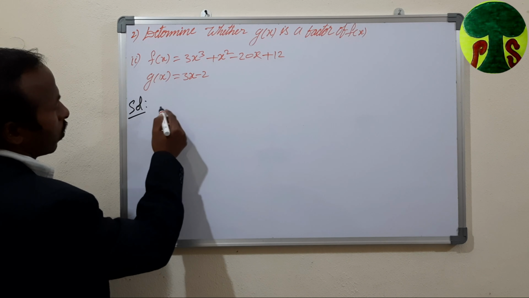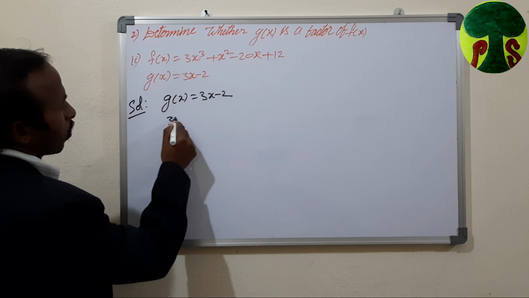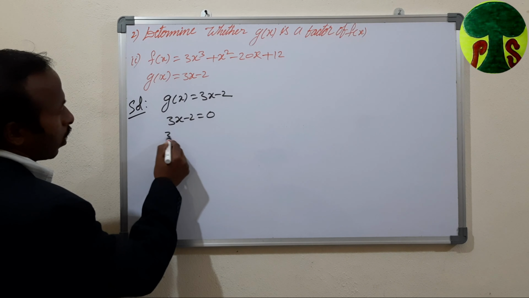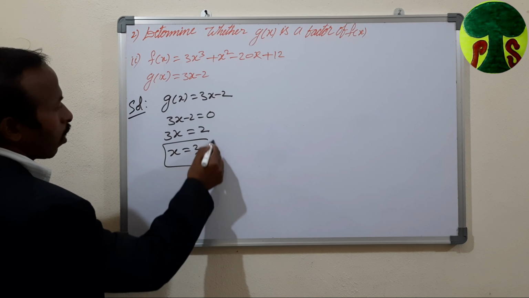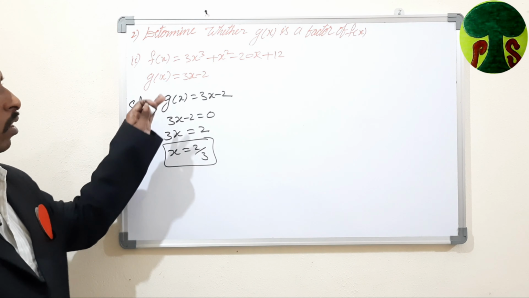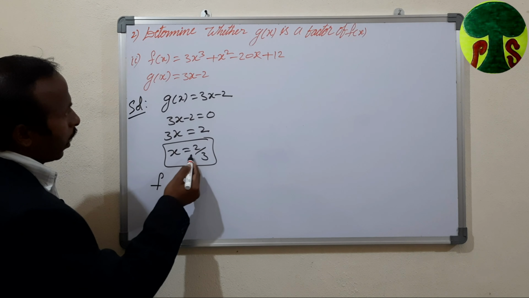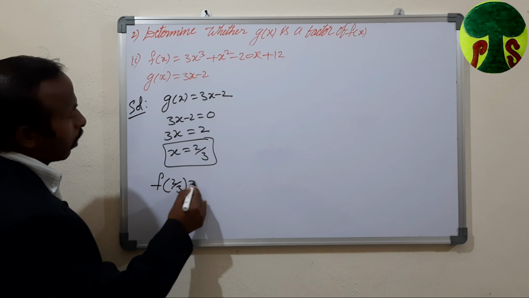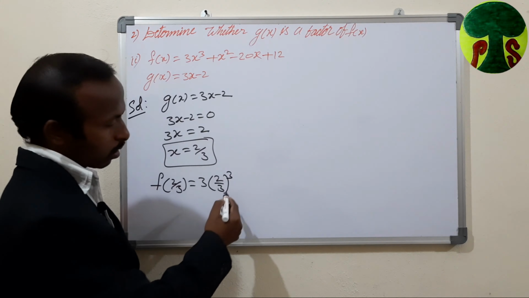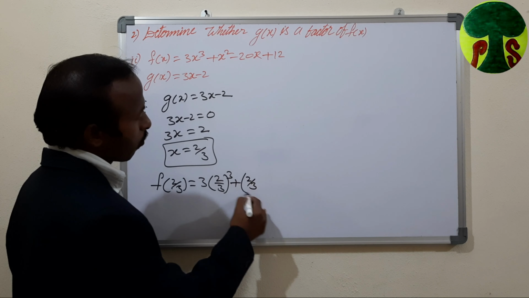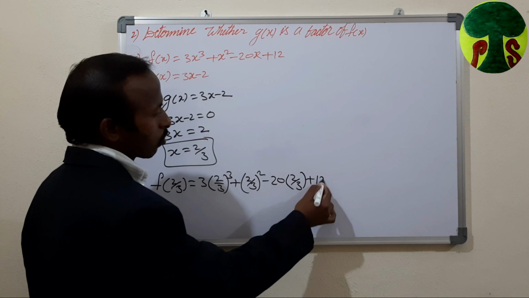The given g of x is equal to 3x minus 2. 3x minus 2 equals 0, 3x equals 2, x equals 2 by 3. Now this value of x you substitute in the given f of x polynomial. Therefore, f of 2 by 3 equals 3 into (2 by 3) whole cube plus (2 by 3) whole square minus 20 into 2 by 3 plus 12.